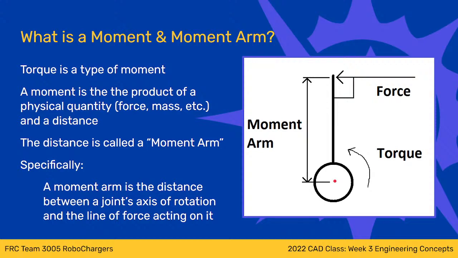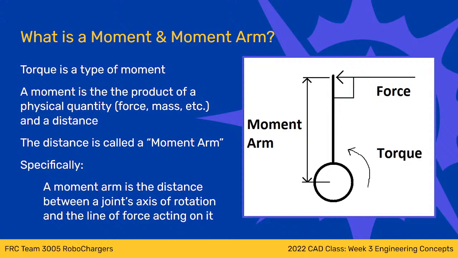Think about a shaft that's pivoting. How far away from the center line of that shaft is the force acting? Or think about a wrench: you're applying force to a bolt at a certain distance away from where that bolt pivots around. That distance is very important, and that distance has a name. It's called the moment arm. You will probably hear people call it that sometimes.